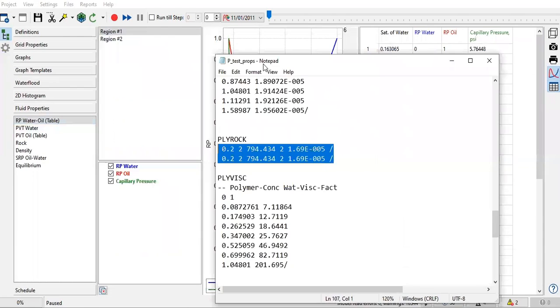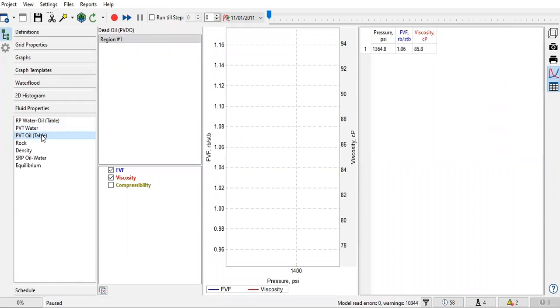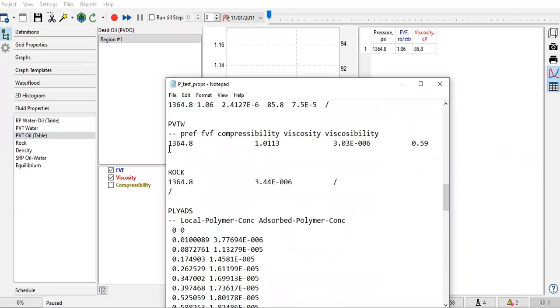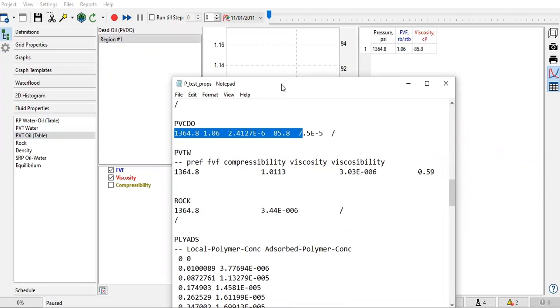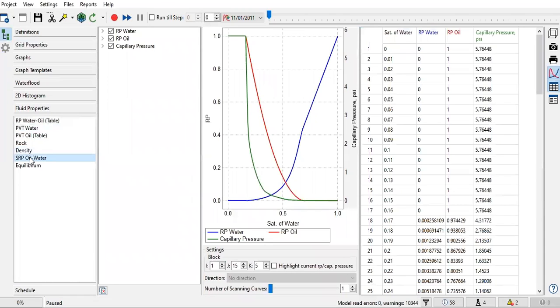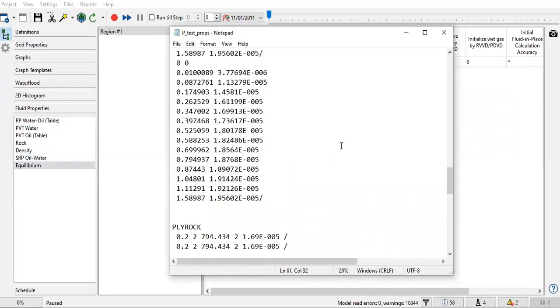And then PVT for water, PVT oil, this one. And we have the data here, the setting there. Pressure, formation volume factor, and viscosity. 85.8, the dead oil viscosity. Rock compressibility, density, and again, relative permeability. This one is the equilibration. We talked about that already.